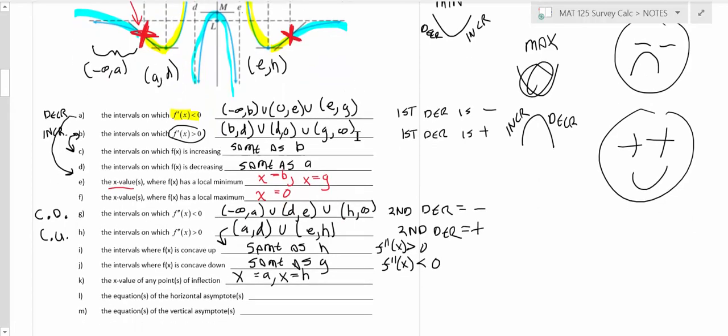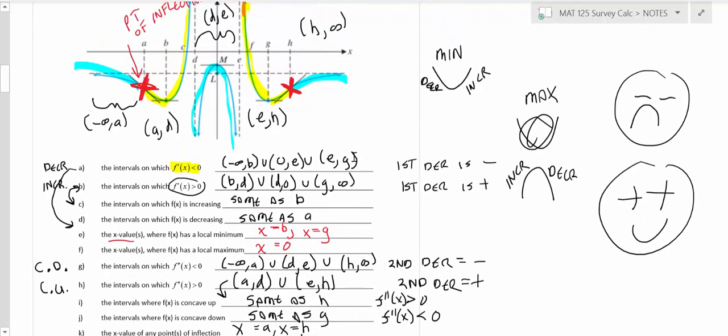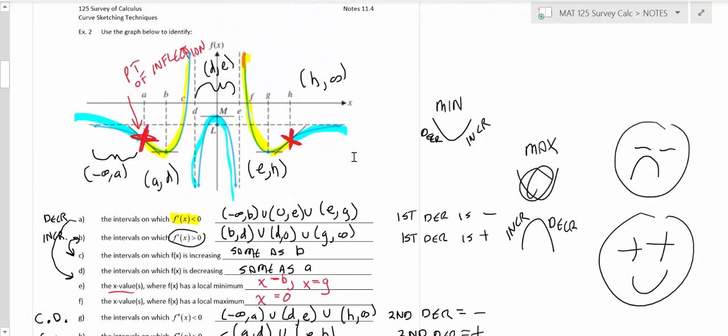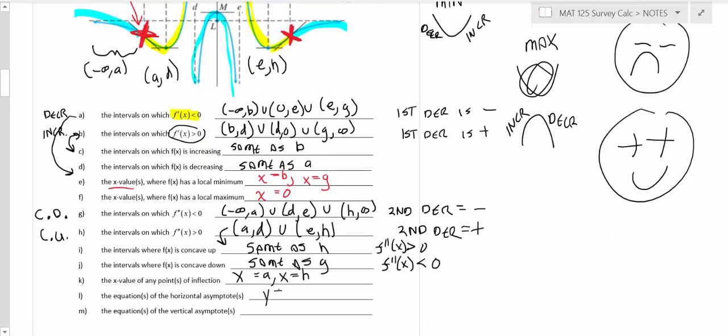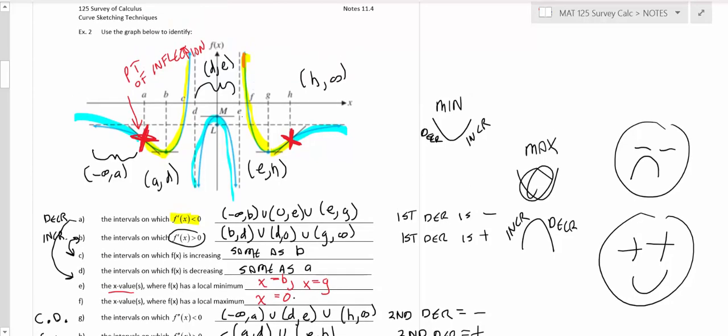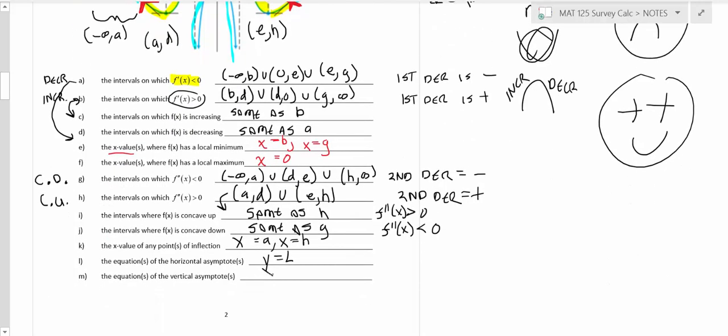Okay, all right. And the last thing is the horizontal asymptotes, okay? Does this have a horizontal asymptote? Yeah, this line right here, okay? That looks like y equals L. And vertical asymptotes, does this graph have any vertical asymptotes? Yes. D and E, right? Okay, so you have a vertical asymptote at D and one at E. So we're going to say x equals D and x equals E.